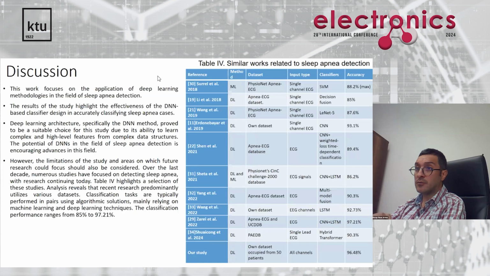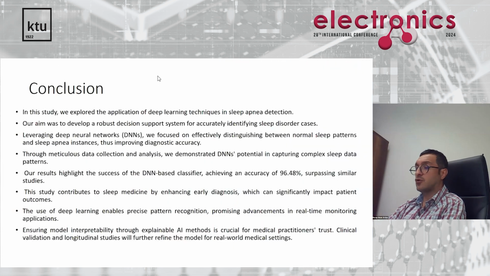Over the last decade, numerous studies have focused on detecting sleep apnea, with research continuing today. Table 4 highlights selected studies. Analysis reveals that recent research predominantly utilizes various datasets. Classification tasks are typically performed in pairs using algorithmic solutions, mainly relying on machine learning and deep learning techniques. The classification performance ranges from 85% to 97.21%. And conclusion. In this study, we explored the application of deep learning techniques in sleep apnea detection.